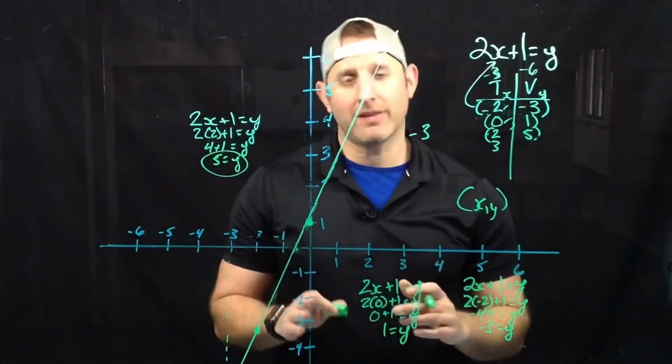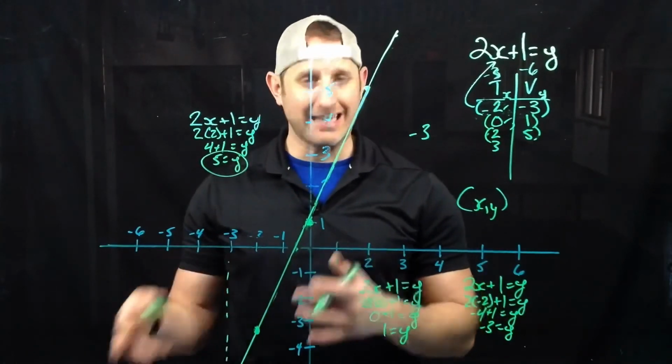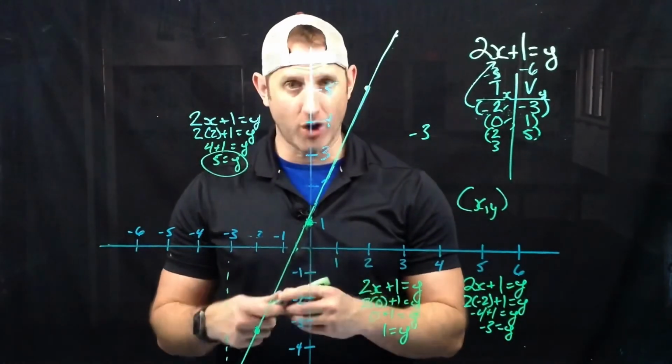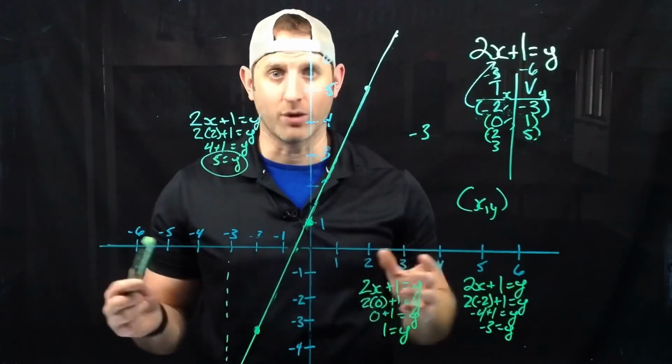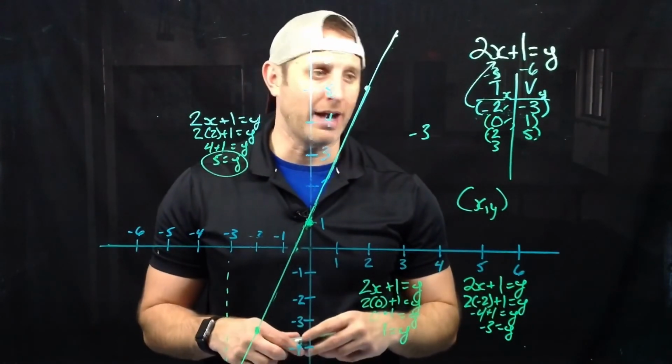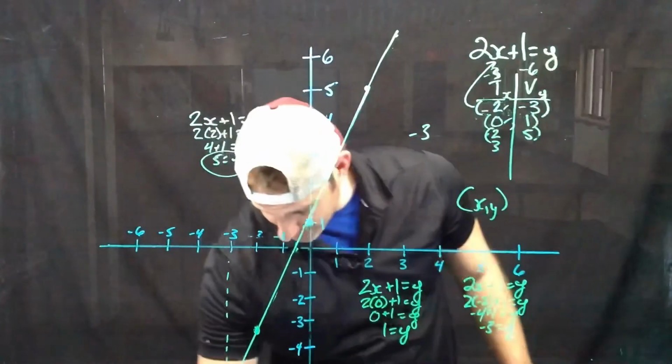If you get a line that is not straight, go back and check your math. We're doing linear algebra, so there is no curve to any of this, no parabola, however you want to pronounce it. It's just a straight line. Graphing algebra, that's essentially what we just did.